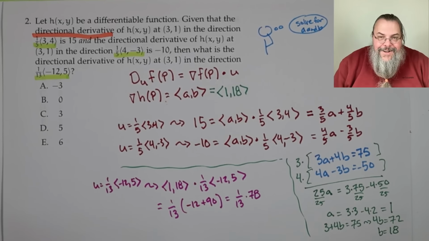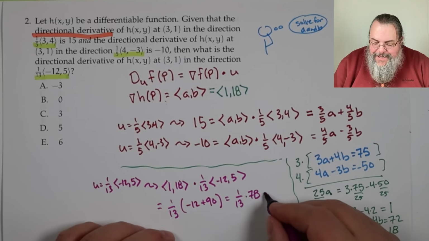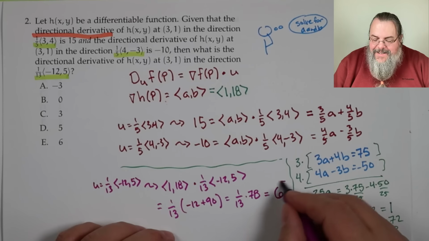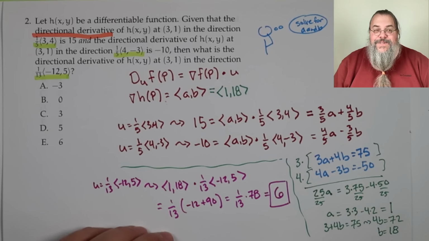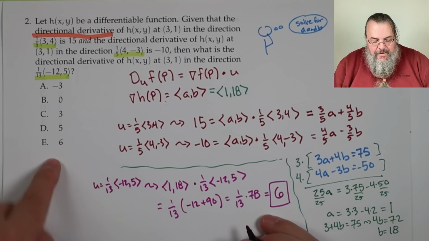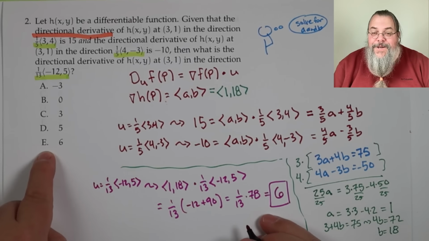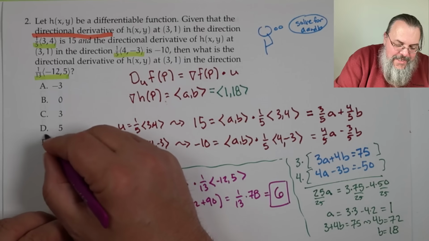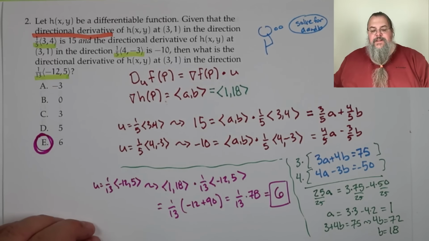Yes. Ha! It's like it was planned, because it was. It goes in 6 times. So we're looking for 6. There we go. The answer is E, 6.